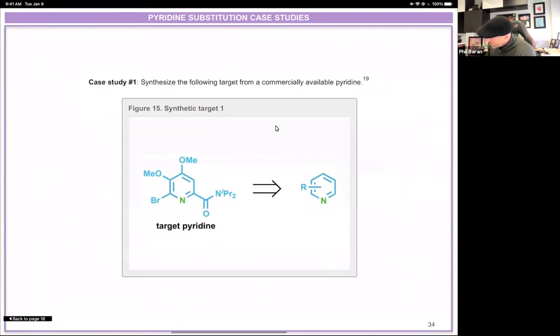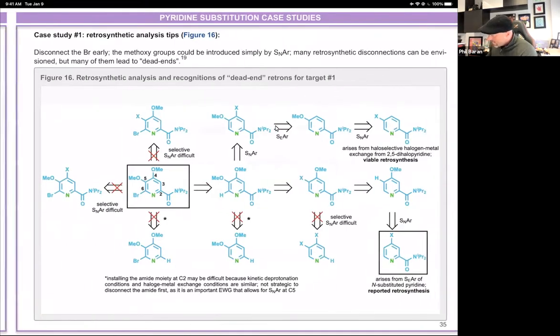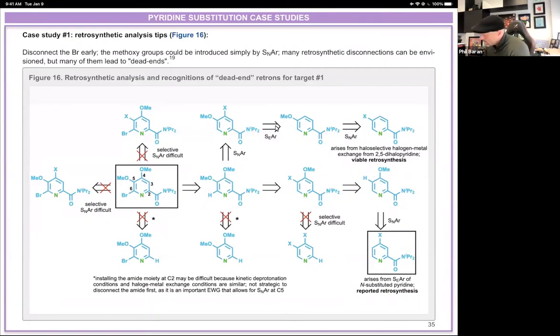Case study number one, that one's a doozy. We've got the dimethoxy, the bromo, the amide there. This is a good page of the book to study because it is exactly what you would do if you were a medicinal chemist thinking about the routes that you could use to put this together. So let's take a look at why the route at the top here, I'm not able to annotate the screen, but at the top, why are these three retrosynthetic arrows with the X's not good? Well, because selective SNAr reactions are going to be very difficult on those types of compounds, so you don't want to propose something like that.